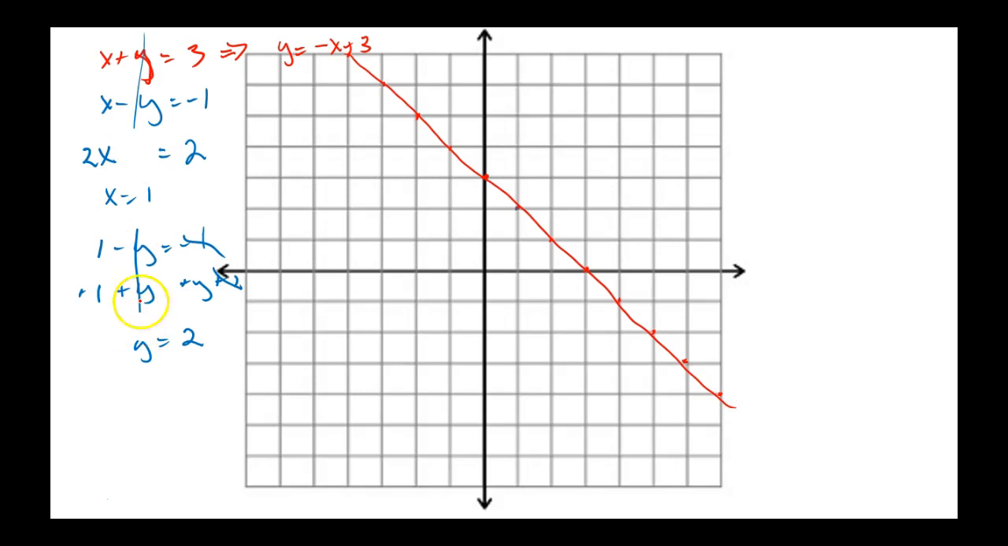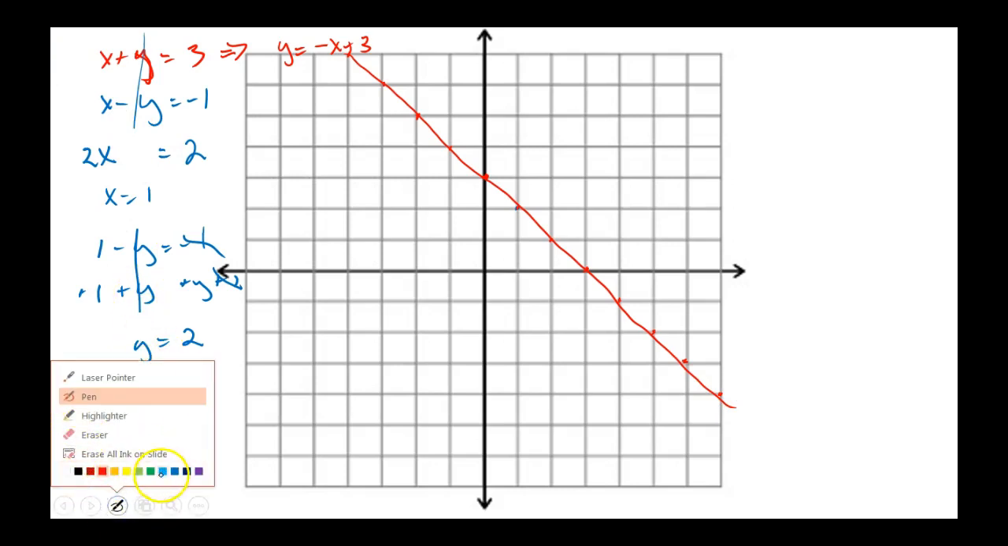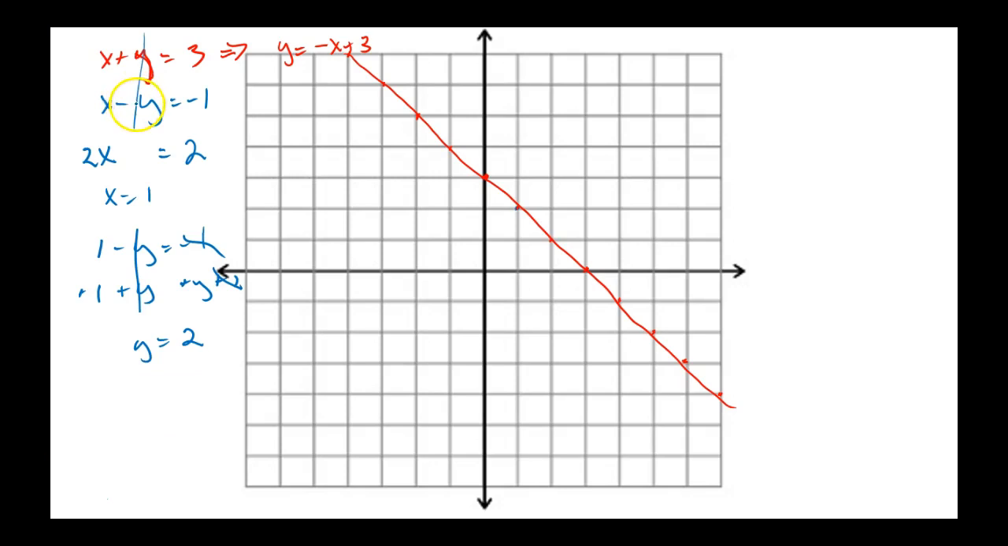Okay, let's do the second one. Let's go back to blue. How would you solve that one? x minus 1. Okay, I would say x plus 1 is equal to y, right? Add y to both sides. So that has a y-intercept of plus 1. And it has a slope of plus 1. And there we have that point again.